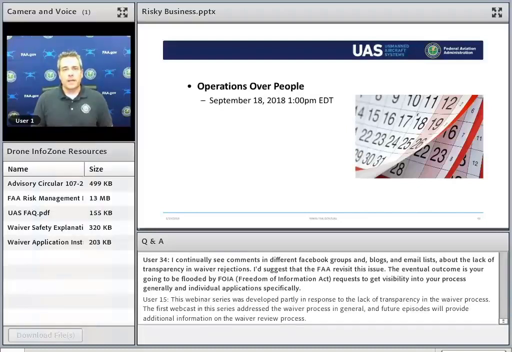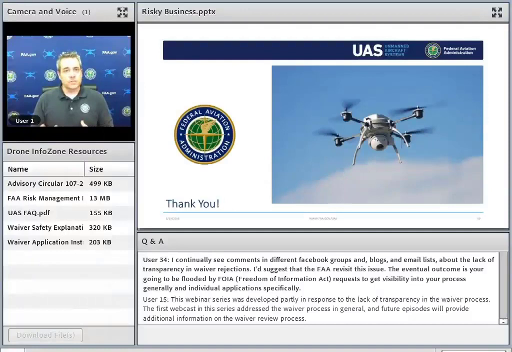We're going to move into the good, the bad, and the ugly, where we take a look at some examples of waiver applications, what works, what's not working, and a good refresher on everything that you want to do to ensure a successful waiver. And then we move into beyond visual line of sight, and we're going to talk about operating limitations in terms of altitude waivers. And finally, we'll get to operations over people on September 18th.